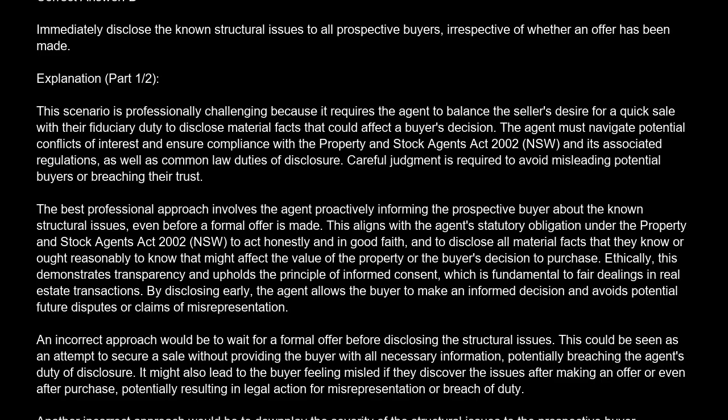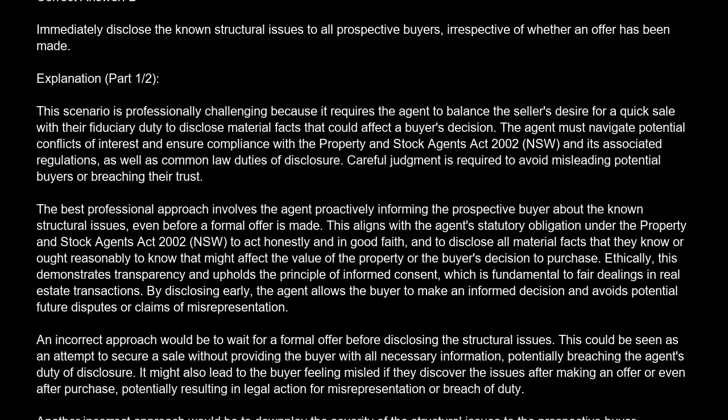The correct answer is D. Immediately disclose the known structural issues to all prospective buyers, irrespective of whether an offer has been made. Explanation: this scenario is professionally challenging because it requires the agent to balance the seller's desire for a quick sale with their fiduciary duty to disclose material facts that could affect a buyer's decision. The agent must navigate potential conflicts of interest and ensure compliance with the Property and Stock Agents Act 2002 (NSW), and its associated regulations, as well as common law duties of disclosure. Careful judgment is required to avoid misleading potential buyers or breaching their trust.